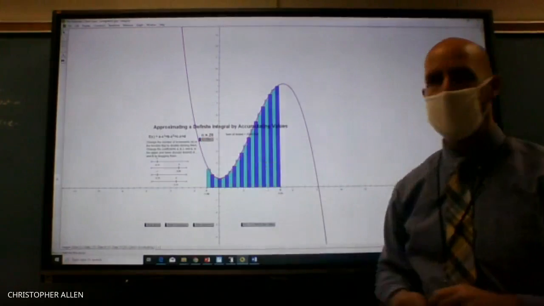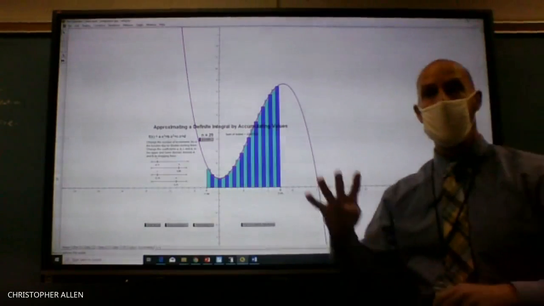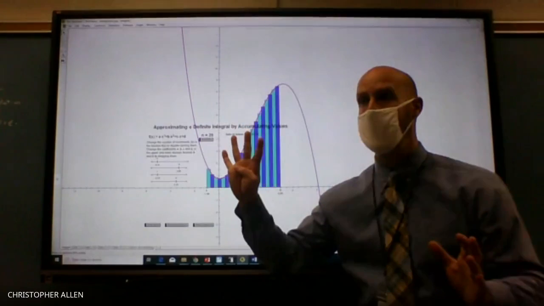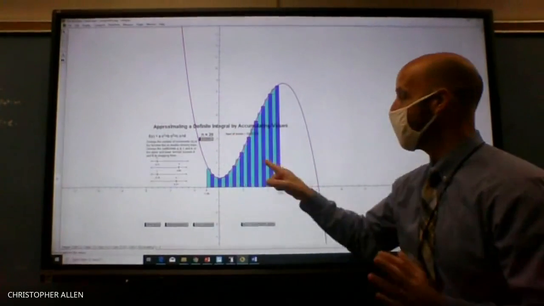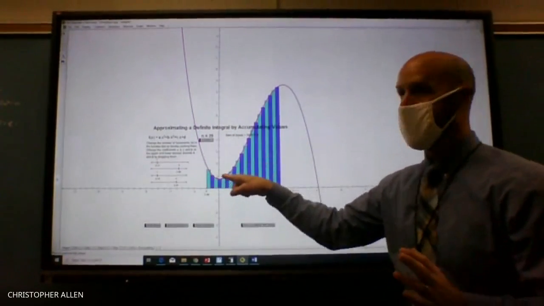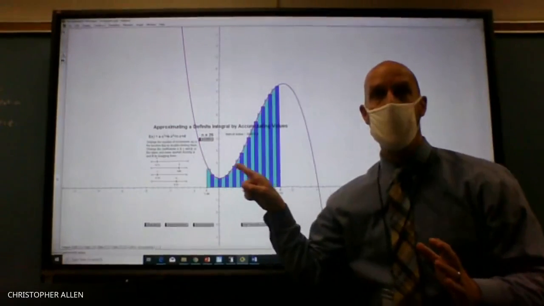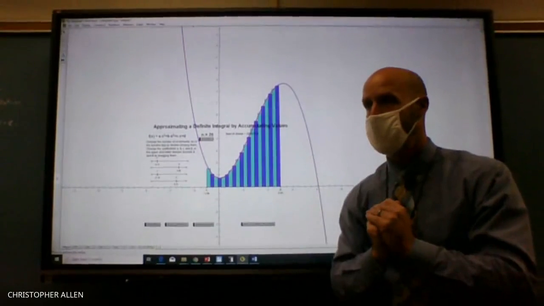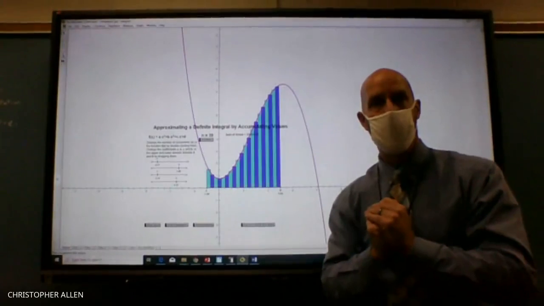Okay, I'm going to stop there. Now, instead of 4 rectangles, I did 5 times as many. So this is 20 rectangles. Would you say that these rectangles, if I were to add up all 20 of their areas, do you think that would be a better approximation? Yes. Definitely. Yeah, it'd be better, wouldn't it?